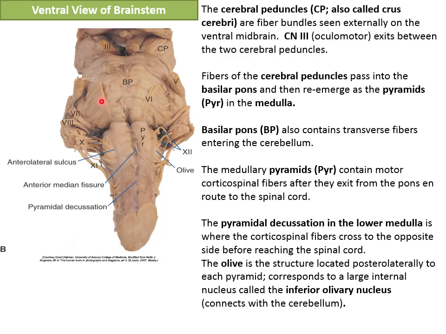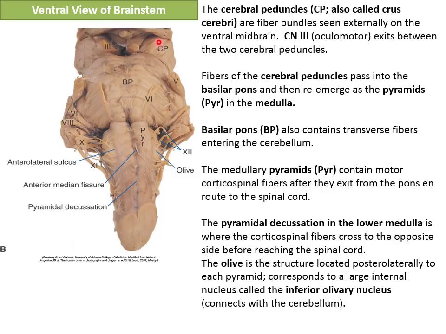If we look at a ventral view of the brainstem, we now see the cerebral peduncle filled with white matter, and it's also called the crus cerebri, and it's a fiber bundle on the ventral surface of the midbrain. Cranial nerve 3 exits medial to the cerebral peduncle, here and here.